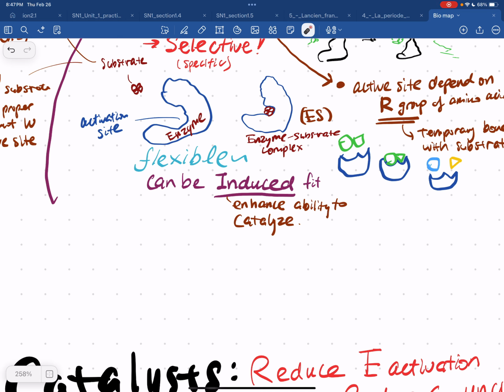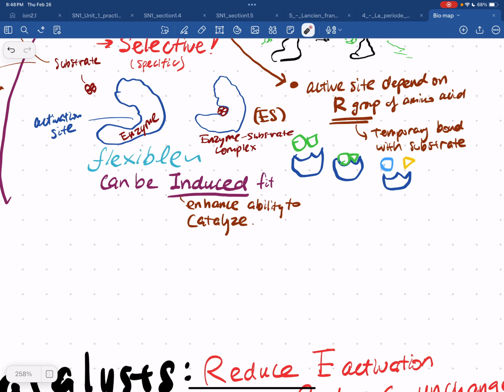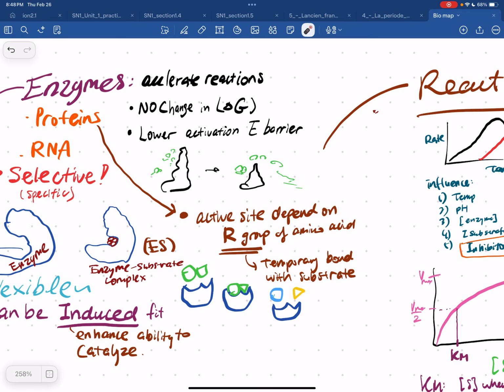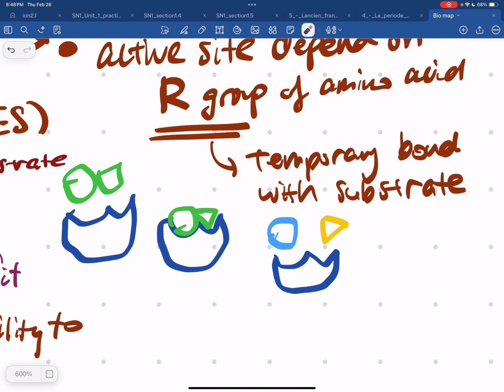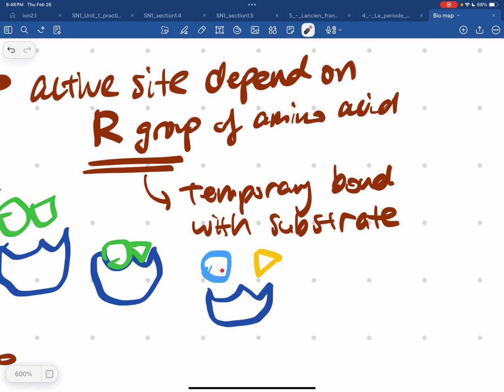It's to enhance the ability to catalyze; they are flexible, more perfectly fitting to the substrate. But it only happens to proper substrates. So when they bind together like this, it's called the enzyme-substrate complex. It's just this bound situation right here that's called a complex, and they break down to form what's called products. These are going to be called products.